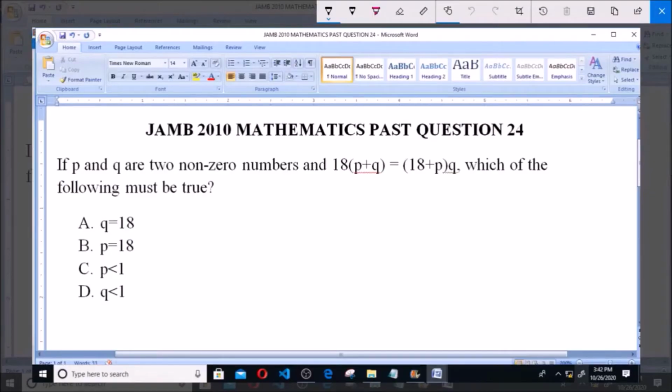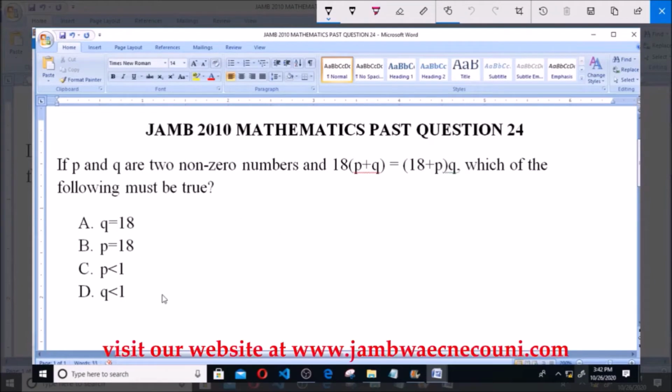I will be answering JAMB 2010 Mathematics Past Question 24. If P and Q are two non-zero numbers and 18(P + Q) = (18 + P)Q, which of the following must be true? A. Q = 18. B. P = 18. C. P is less than 1 and D. Q is less than 1. So which of these statements must be true?